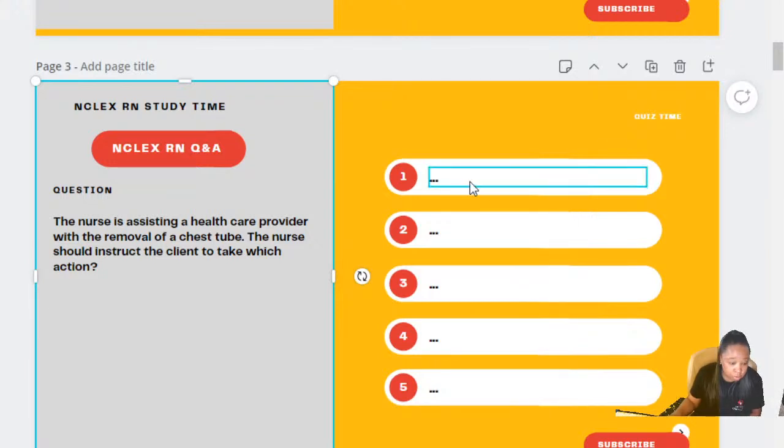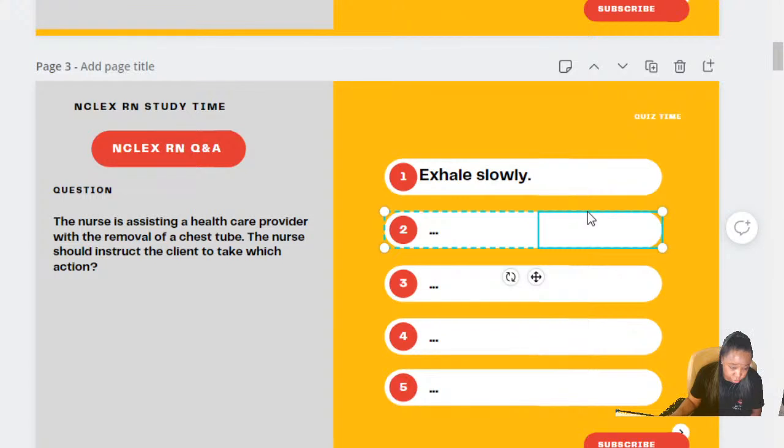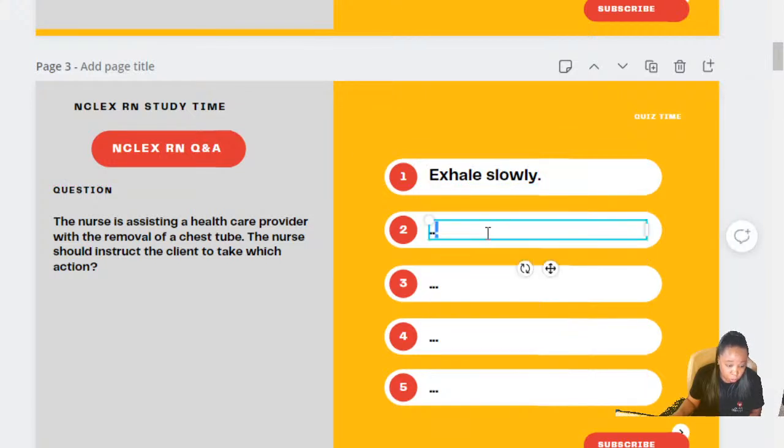The first one says exhale slowly. That's what you're going to ask the patient to do. You will ask the patient to exhale. The exhalation has to be slow. We inhale and then exhale. That means the expiration has to be slow. This is one of the choices. That doesn't mean it's what you will choose. So you will see within those 4 choices, and then you will choose the best one.